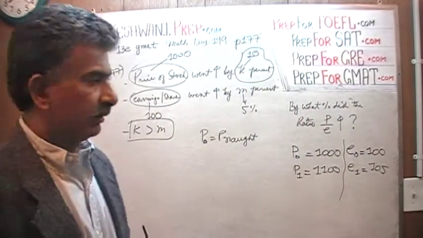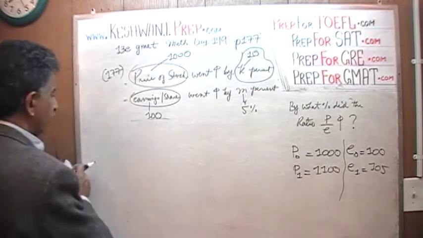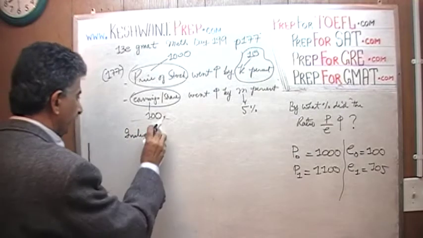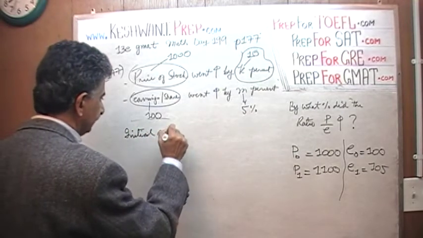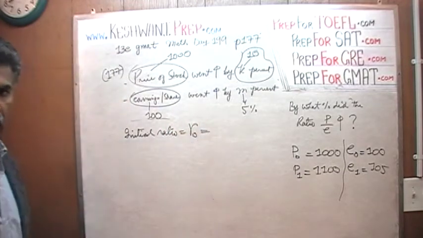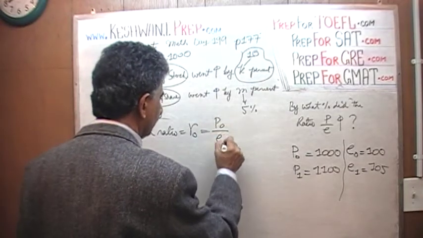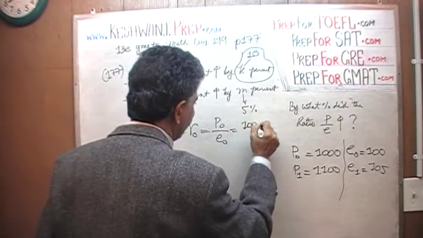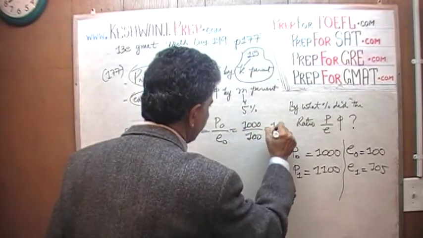Now we are ready to do our process. So what was the initial ratio? The initial ratio, let's call it R with subscript 0. So R naught, the initial ratio, was simply the initial price over the initial earning, which was $1,000 over $100. So that was the initial ratio.